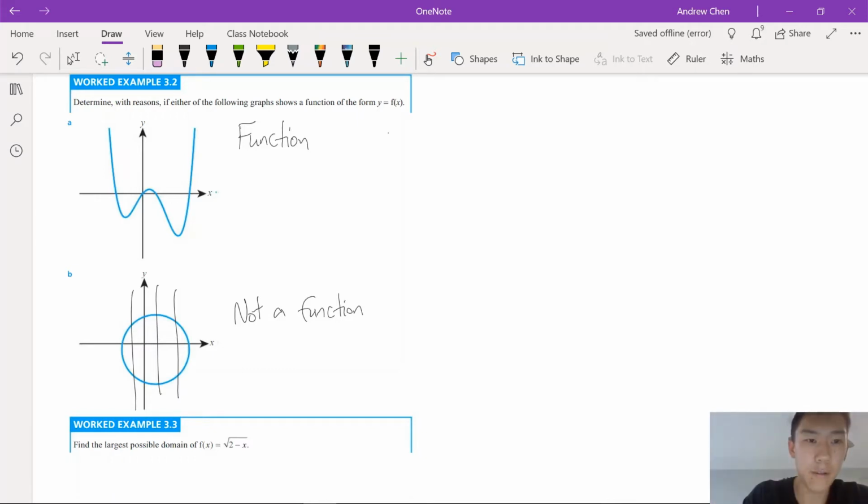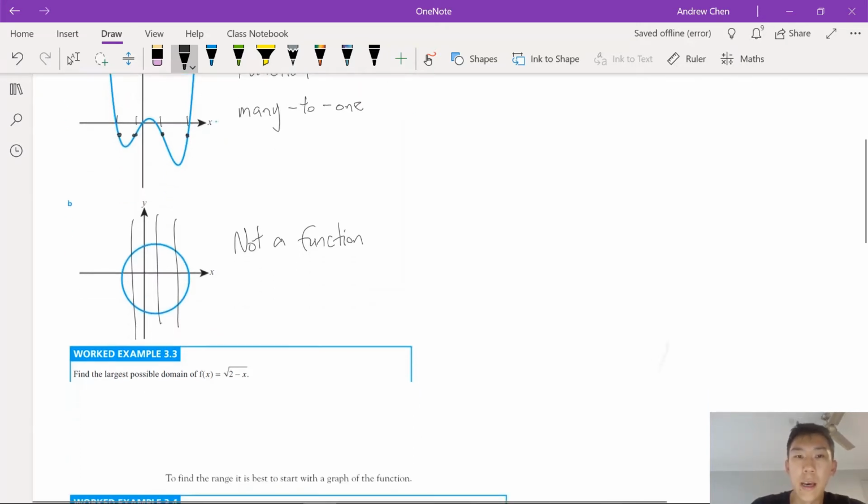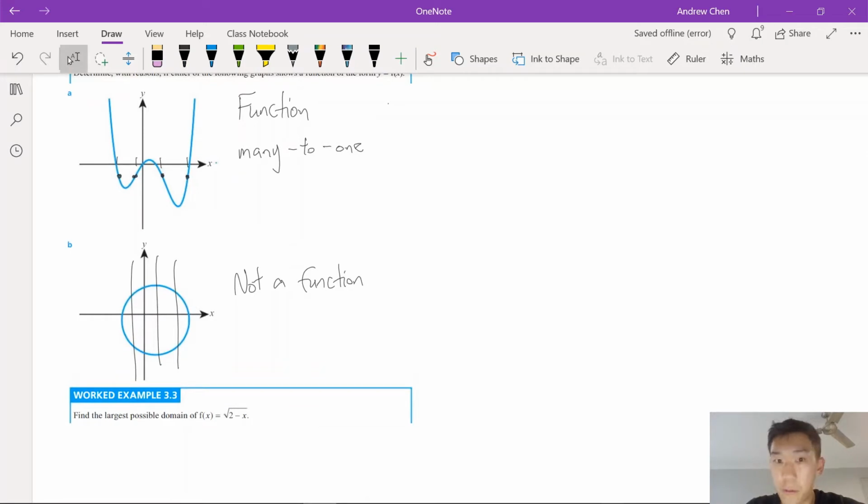So let's have a look at this one. Just have a think about this one, just by looking at it. We have many-to-one because I can see that these 4 points all have the same y value, but they all have different x values. So this one is a many because there's many x's to one y value. This is a many-to-one, it's a function. Anything that's not one-to-one or many-to-one is not a function.